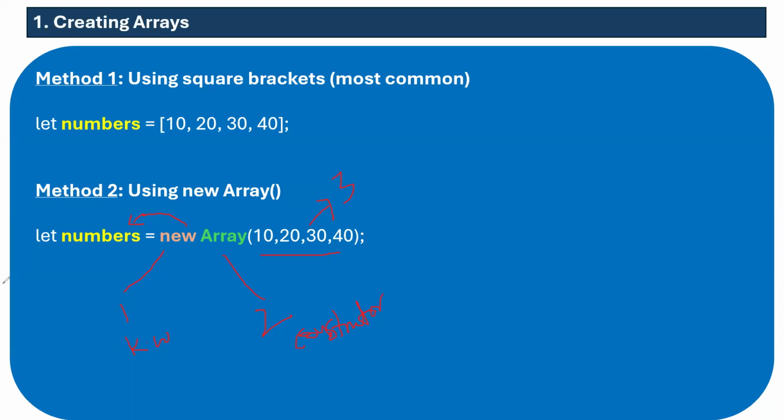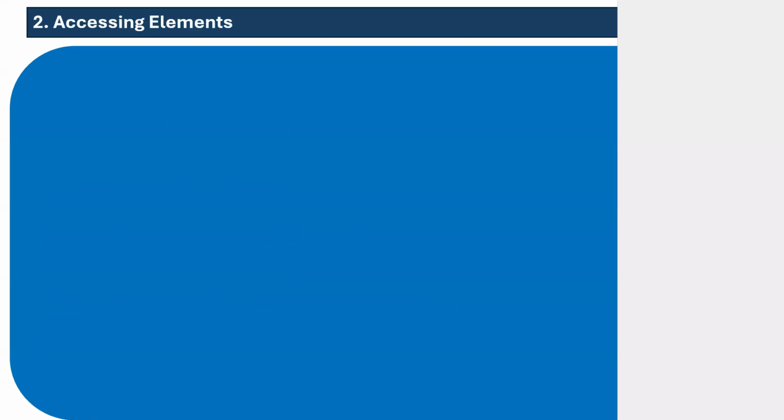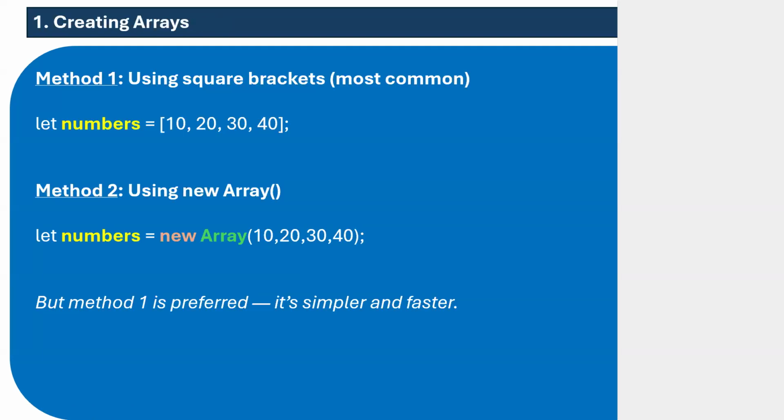So if you see the two syntaxes, which one do you recommend? I mean, which one can you create easily? One or two? One, sir. So even I also suggest the same thing to you. Method one is preferable and it's very simple and very fast, guys. 10, 20, 30 are elements. Like how the elements are there, 10, 20, 30, 40, the same way the memory will be allocated.